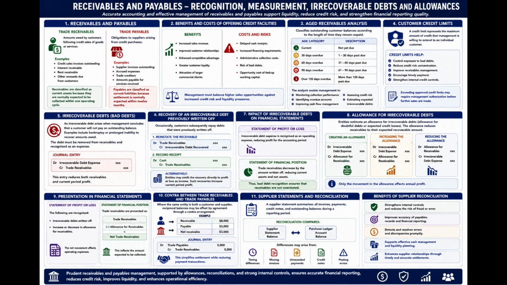3. Aged receivables analysis. An aged receivables analysis classifies outstanding customer balances according to the length of time they remain unpaid. Typical categories include current, 30 days overdue, 60 days overdue, 90 days overdue, over 120 days overdue. The analysis assists management in monitoring collection performance, identifying overdue accounts, assessing credit risk, estimating expected irrecoverable debts, improving cash flow management. Older balances generally carry a higher probability of non-payment.